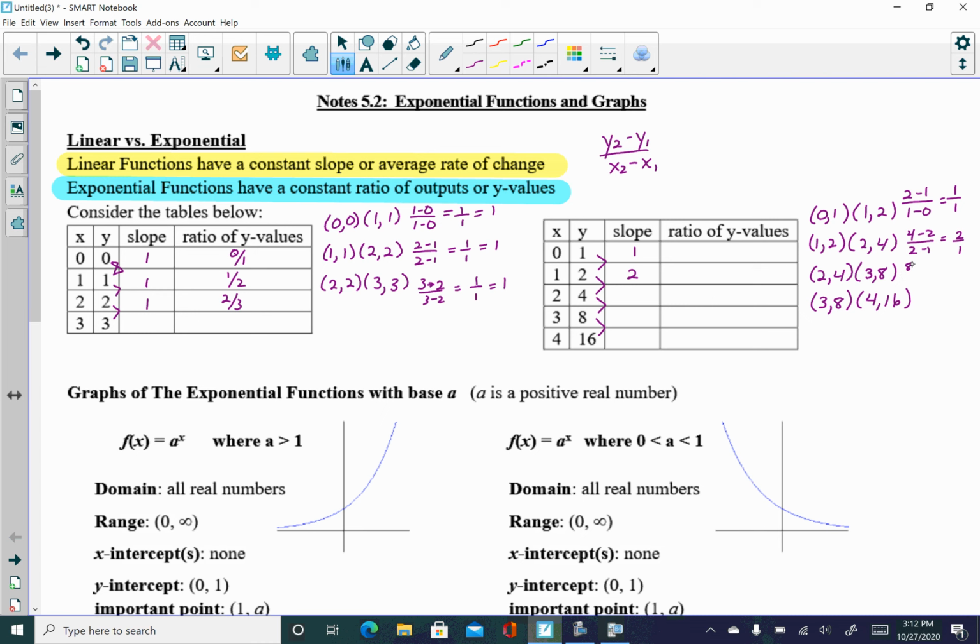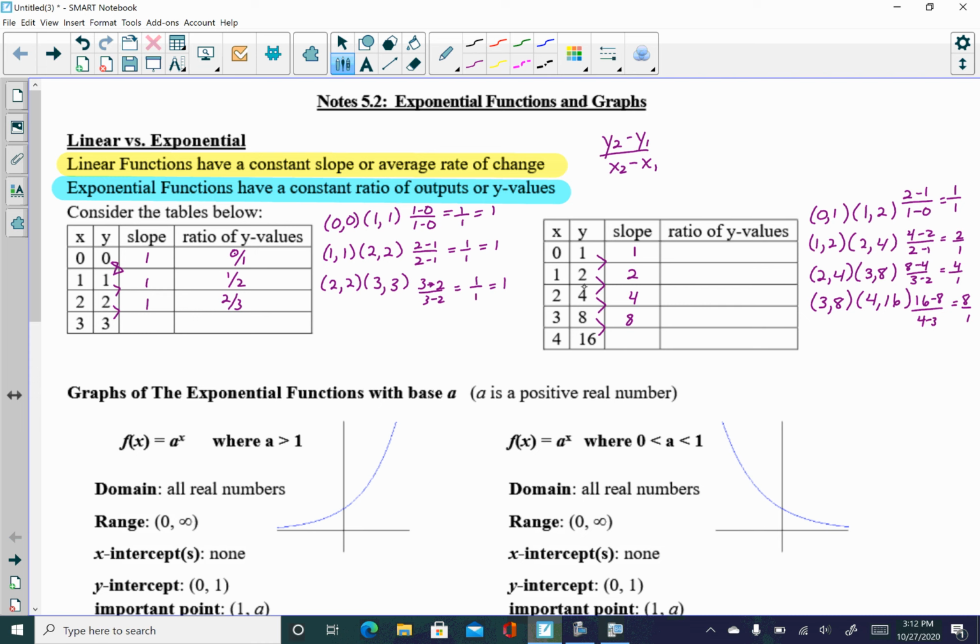The next one will be 8 minus 4 over 3 minus 2. So that's 4 over 1, or a slope of 4. And then lastly, 16 minus 8 over 4 minus 3. So 8 over 1, or just 8. So you can definitely see here my slope is not constant. It's not the same. It's changing.